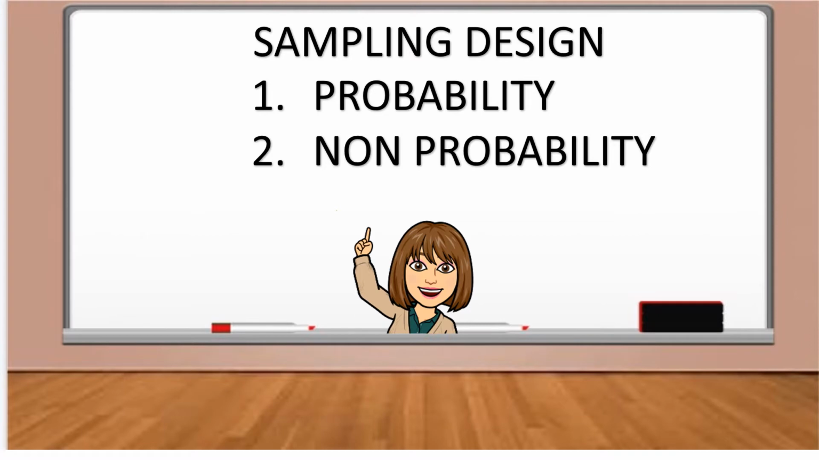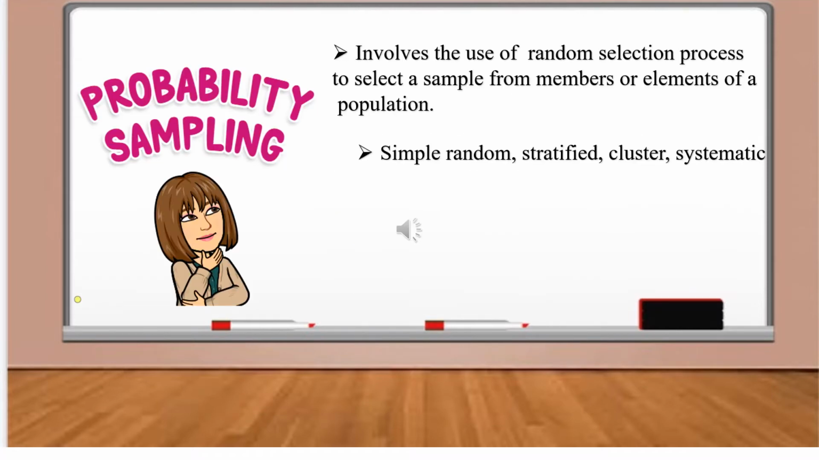Sampling design. There are two types of sampling design, the probability and non-probability. Probability sampling involves the use of a random selection process to select a sample from members or elements of a population. There are four types of probability sampling. We have the simple random, stratified, cluster, and systematic. In the next lesson, you will learn how to use these types of probability sampling.